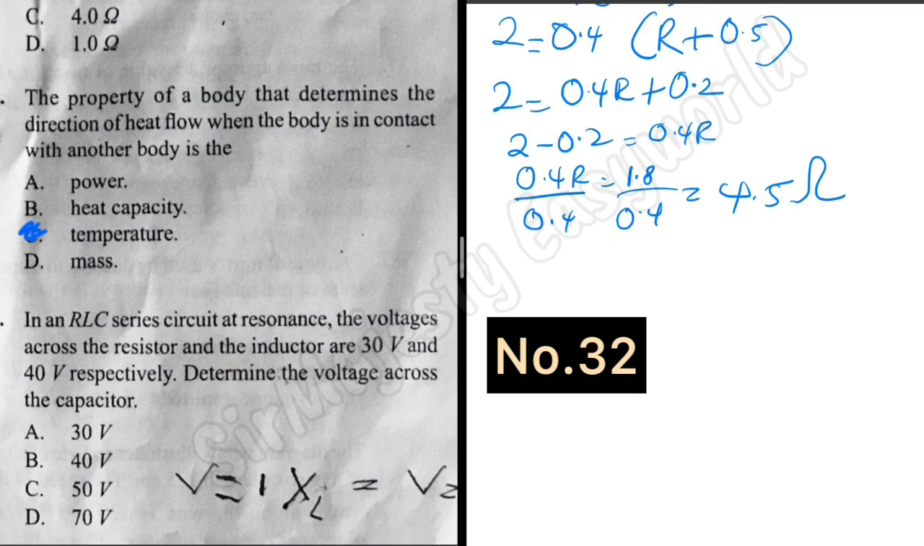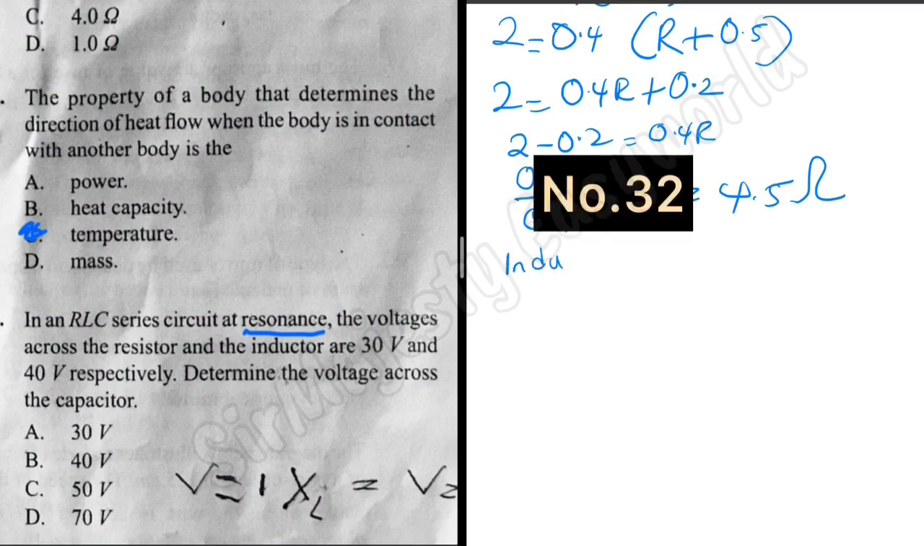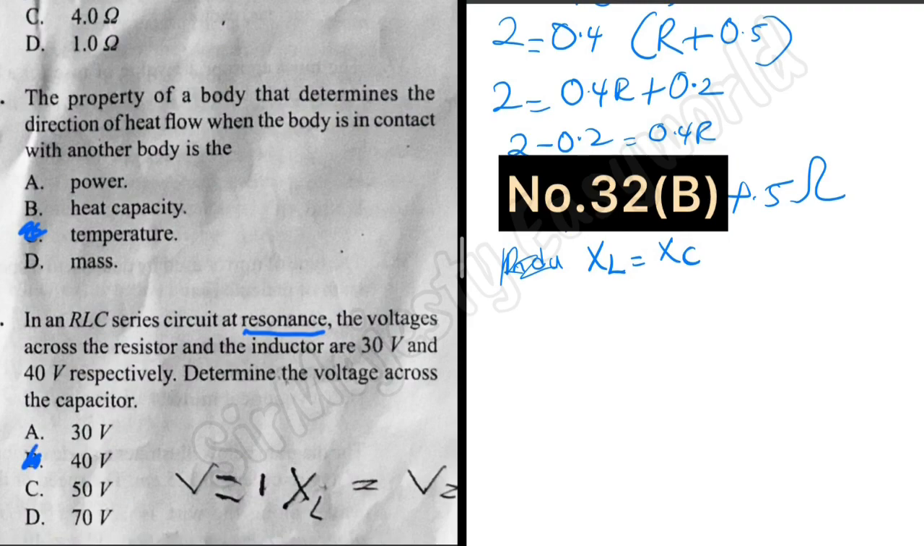Determine the voltage across the capacitor. What you should take note of in this question is the resonance here, because resonance means the highest frequency, and at resonance the voltage across the inductor and the capacitor are the same. That is, we can also say that the inductive reactance is equal to the capacitive reactance. So that of the inductor, which is 40 volts, will also be the same as the voltage across the capacitor, so it will also be the same 40 volts here.